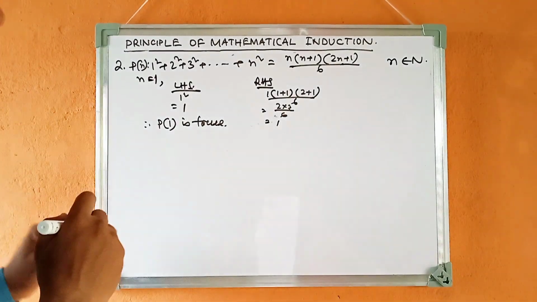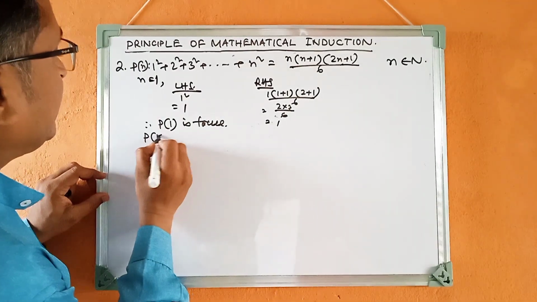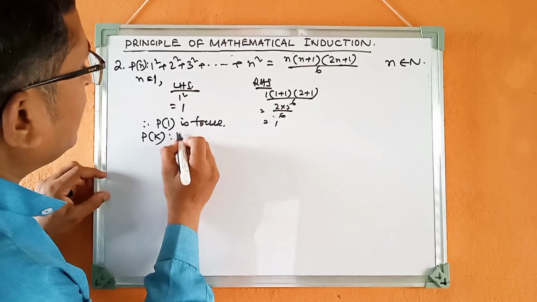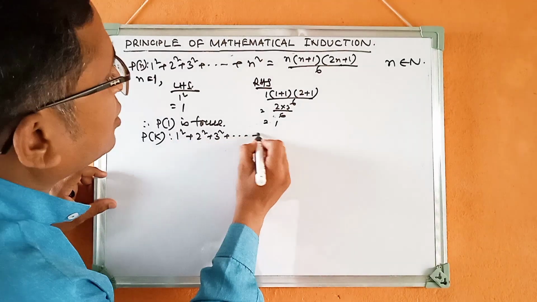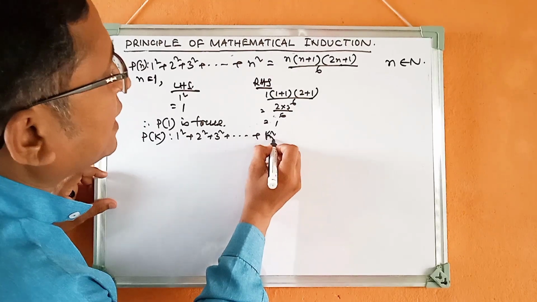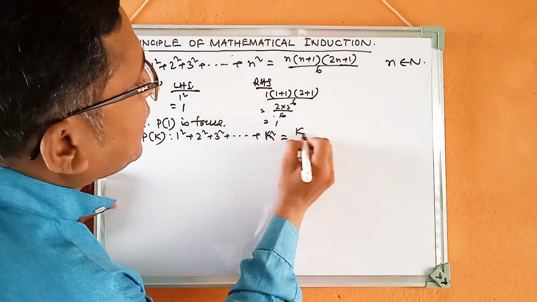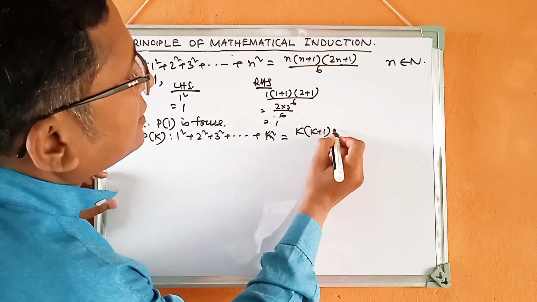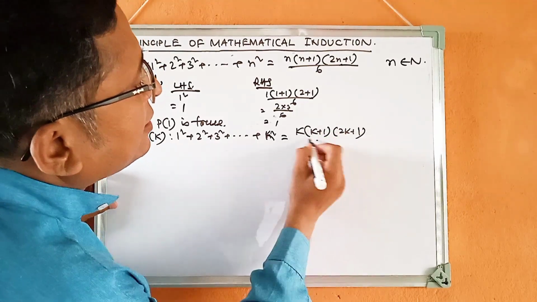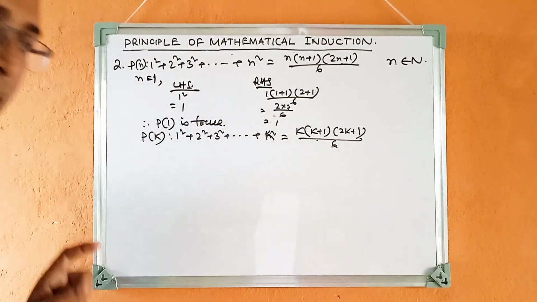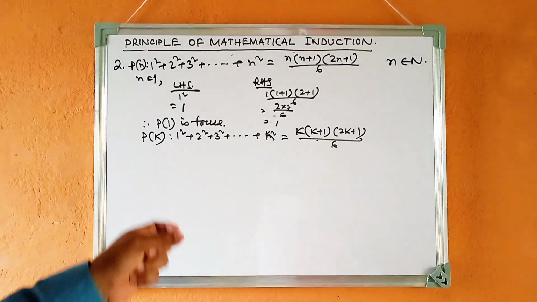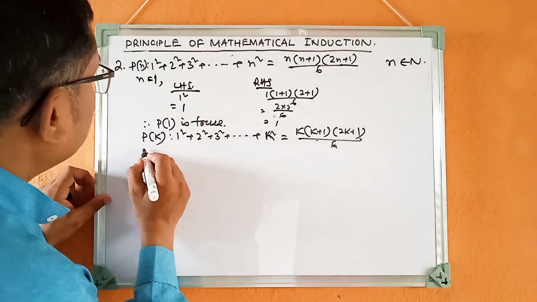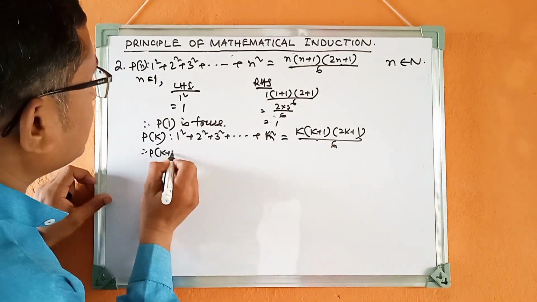Okay, now second step, we assume that Pk is true. That means Pk equals 1 square plus 2 square plus 3 square plus dot dot dot plus k square equals k into k plus 1 into 2k plus 1 divided by 6. We assume that Pk is true. So directly we write, instead of n, we put k. Now the final step, that is k plus 1 is also true. So therefore Pk plus 1.